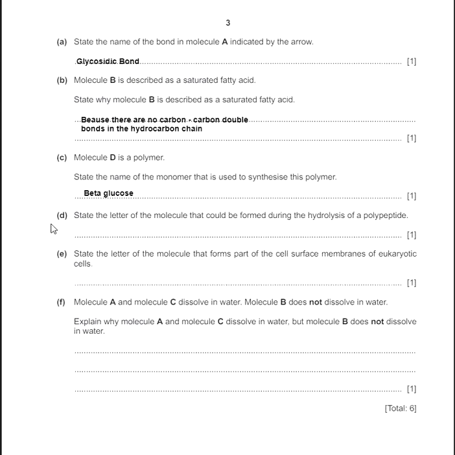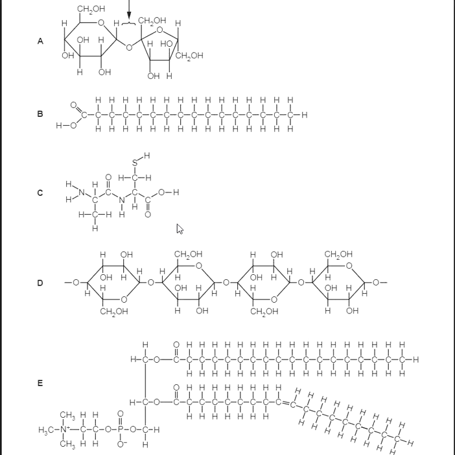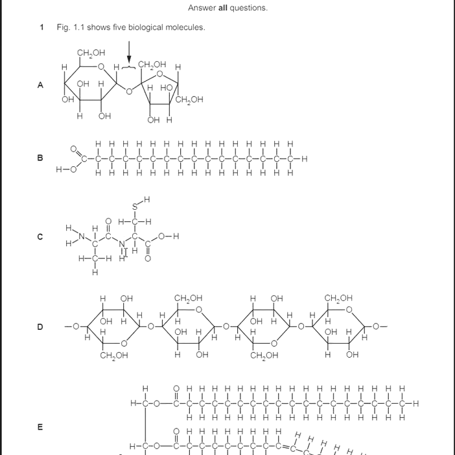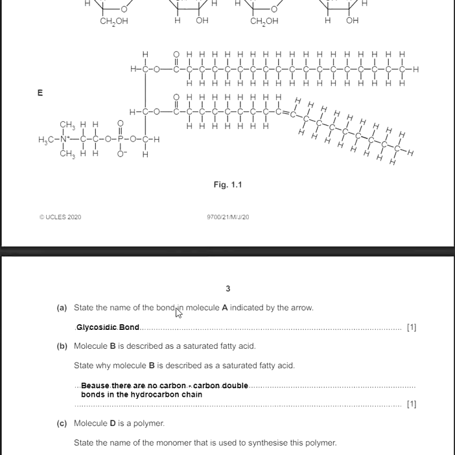Next question, state the letter of the molecule that could be formed during the hydrolysis of a polypeptide. That is C. Here we have a dipeptide. A polypeptide, a protein is hydrolyzed, broken down, decomposed. That is often done by splitting it up into smaller dipeptides. And here we see such a dipeptide, so that is C.